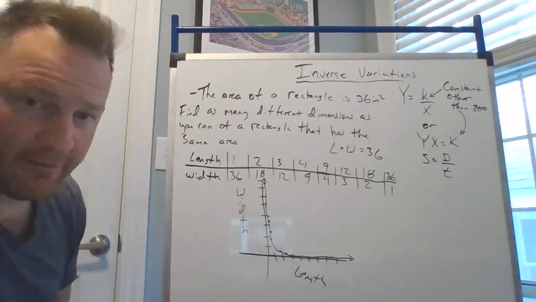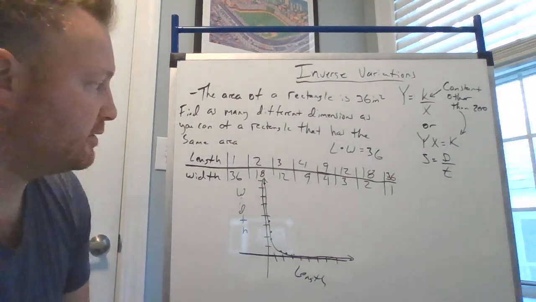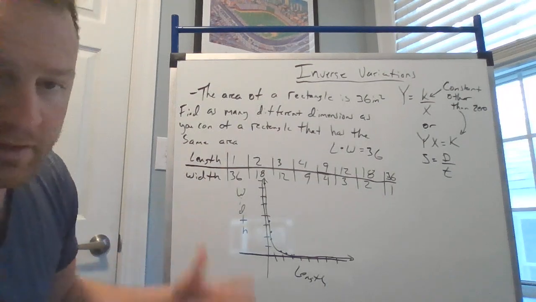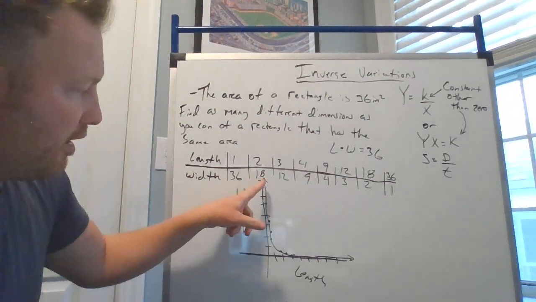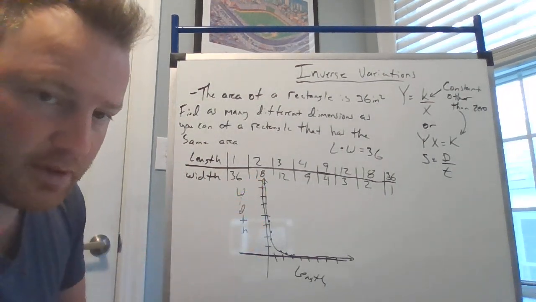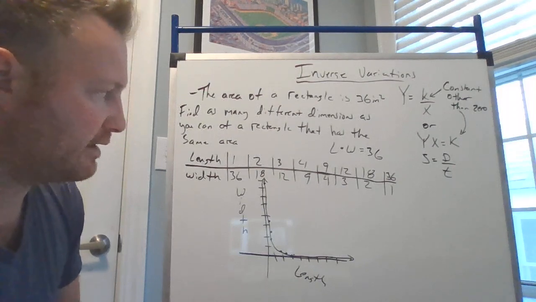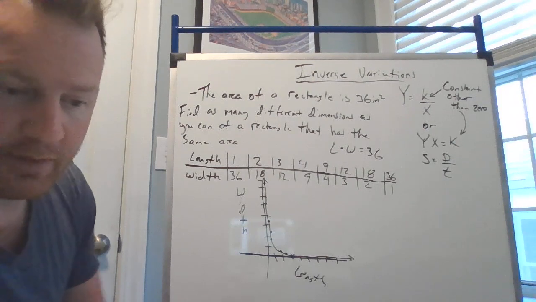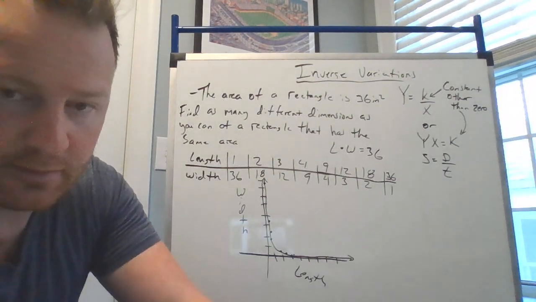Your graph will never touch the x or the y axis because think about it. We can never have 0 times anything equal anything other than 0. That's why your graph will come really, really, really close to, but never actually touch the x or the y axis in these particular situations. I'm going to come back with another example and we'll get started there.